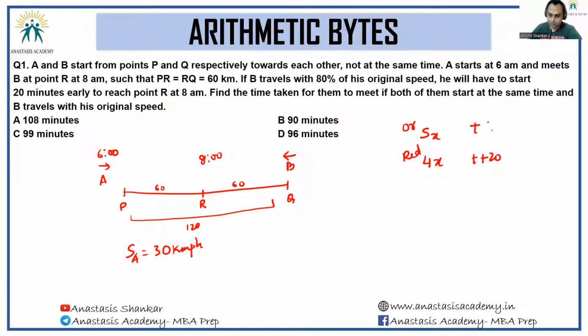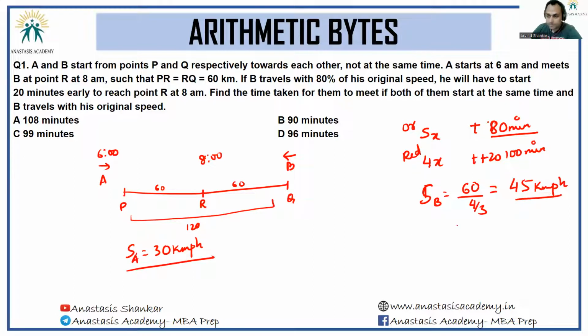Can you see 5:4? If the ratio of speeds has to be the inverse of the ratio of times, this here will be 80 minutes and this here will be 100 minutes. So for a distance of 60 kilometers with his normal speed, he covers it in 80 minutes. Can I say the speed of B will turn out to be 60 by 80 minutes, in hours is 4 by 3, which turns to 45 kilometers per hour. So the speed of A is identified, the speed of B is identified.